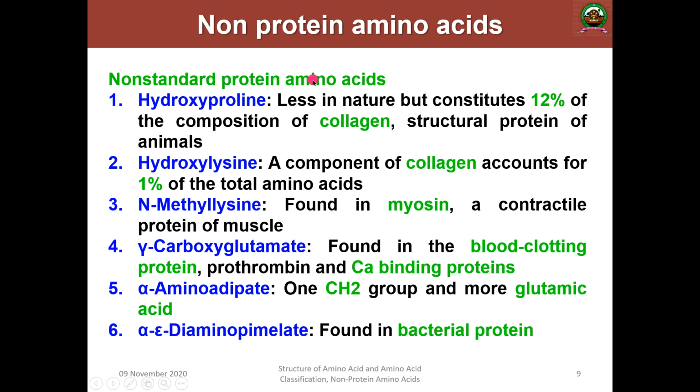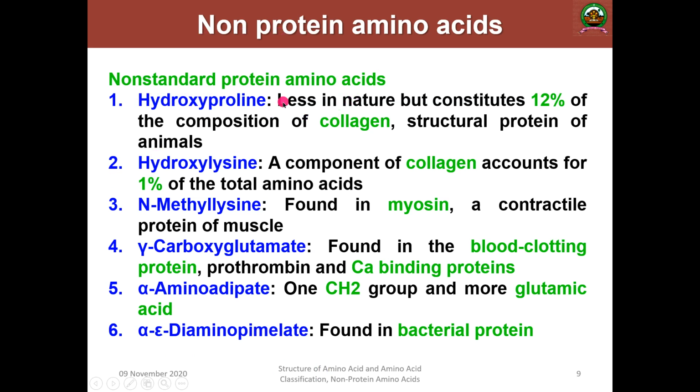The non-standard protein amino acids are hydroxyproline, hydroxylysine, N-methyl lysine, gamma-carboxyglutamate, alpha-amino adipate and alpha-epsilon diaminopimelate. So these are the major non-standard protein amino acids.